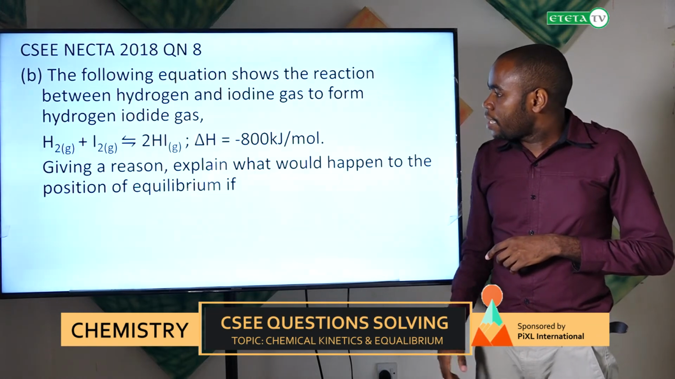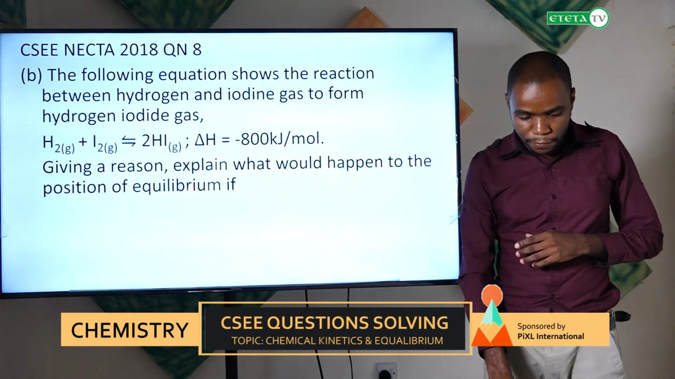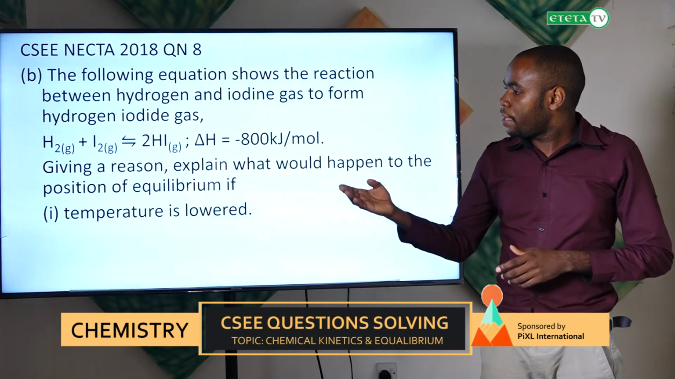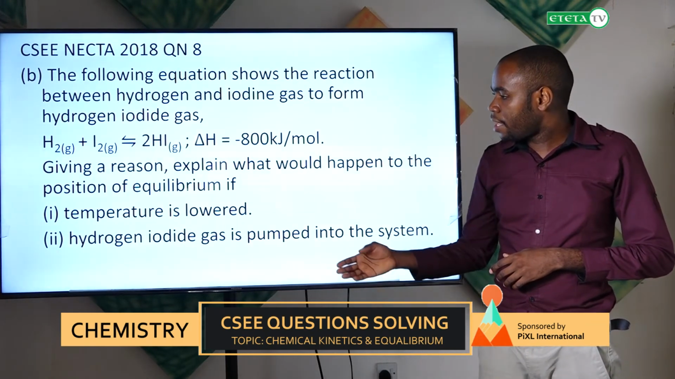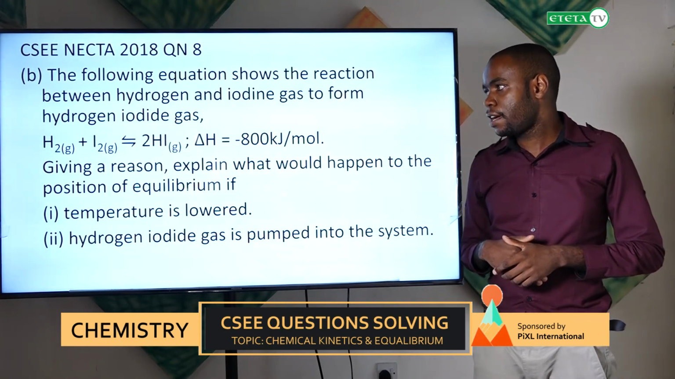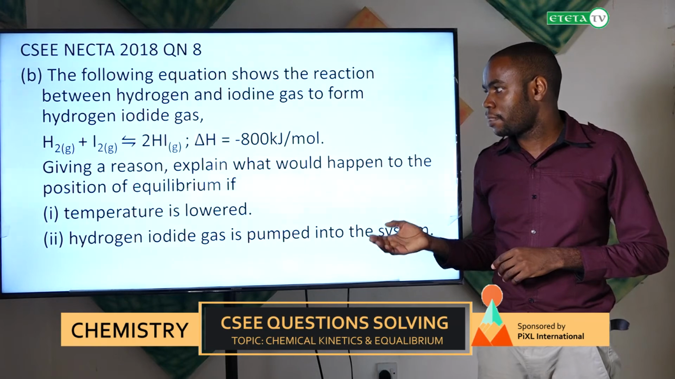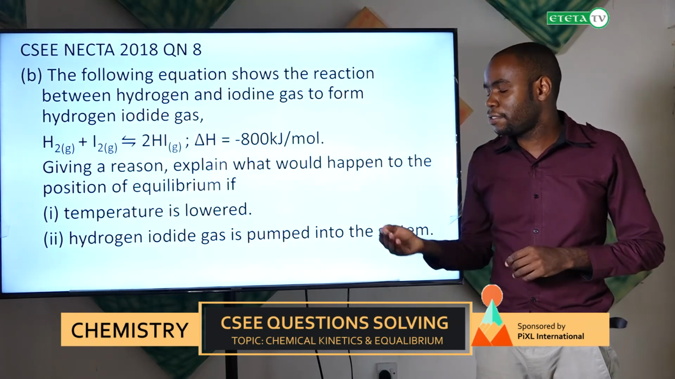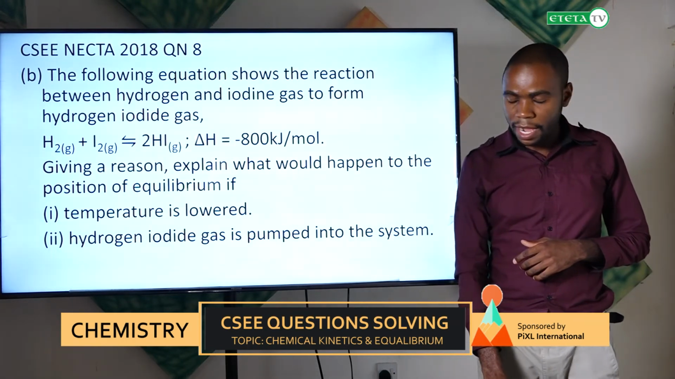Give the reason, explain what would happen to the position of equilibrium if Roman 1, the temperature is lowered, and Roman 2, hydrogen iodide gas is pumped into the system. In case the temperature is lowered, what will happen? Or if the hydrogen iodide gas is pumped into the system, what will happen?